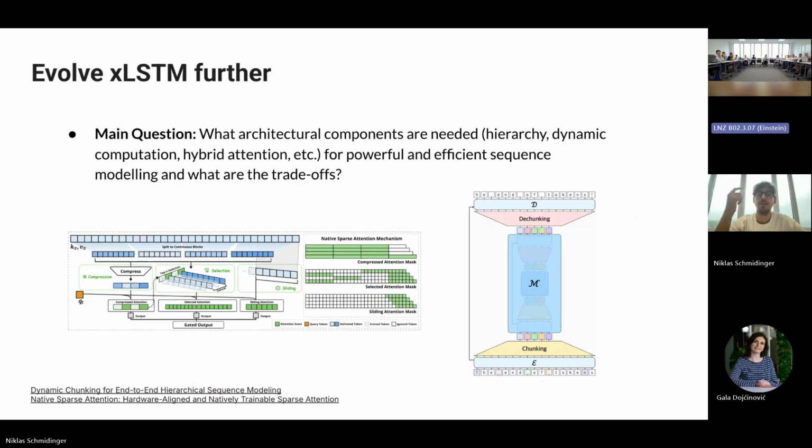Is it hierarchy? Is it dynamic computation, like in MoE or in this chunking? Is it hybrid attention? Because it's not black and white that we just have to use compressive xLSTM attention, but we can also combine it with other attention mechanisms, like the sparse attention used in NSA. And the question is, what is needed to really get a subquadratic strong model, and how to combine it with existing components.